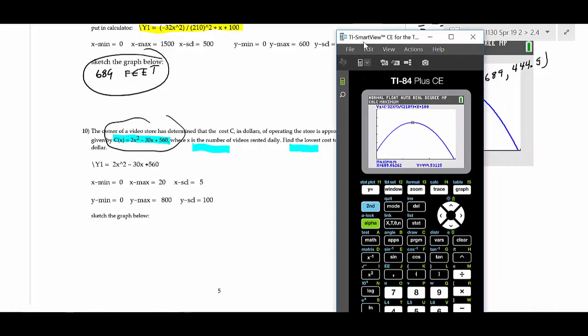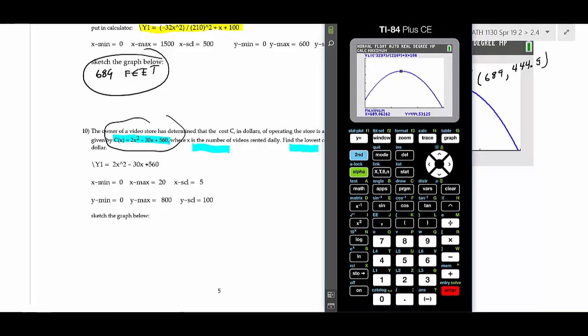So let's just put this in the calculator, and we'll do the same thing, except this time we're finding a minimum. So you want to just wipe out what you did on the last problem and then put in this function. So that is 2x squared minus 30x, and then plus 560. And then put in the window I gave you.